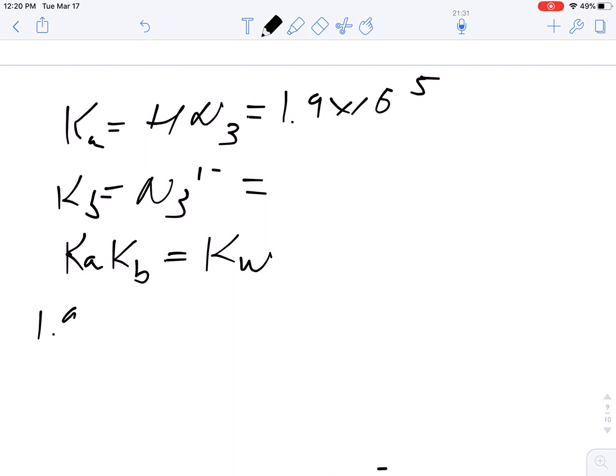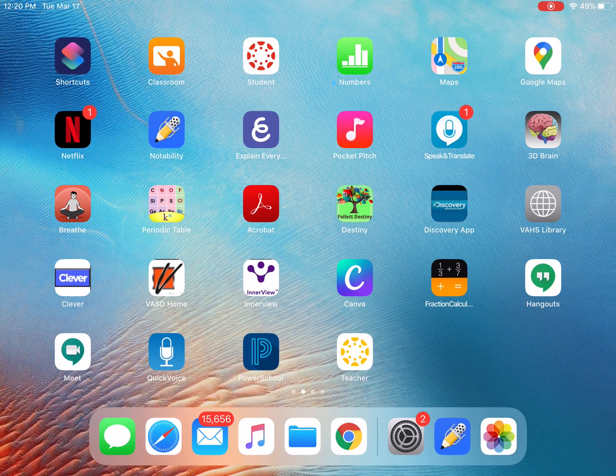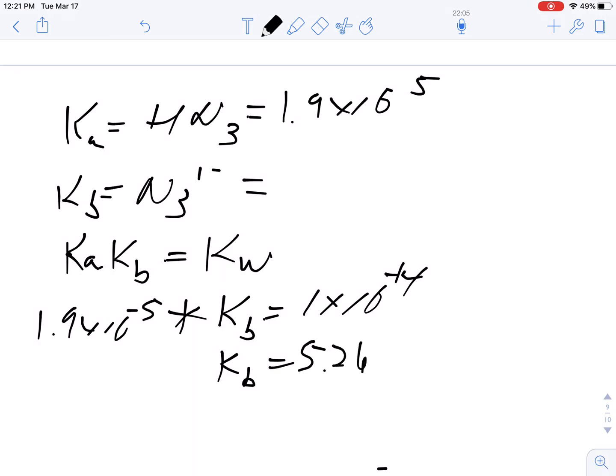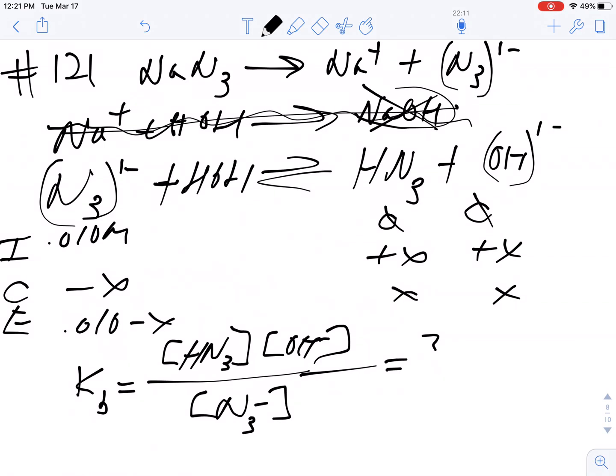So 1.9 times 10 to the negative fifth times Kb equals 1 times 10 to the negative 14th. So then Kb is 5.26 times 10 to the negative 10th. Now that I got my Kb, I can go back up here.